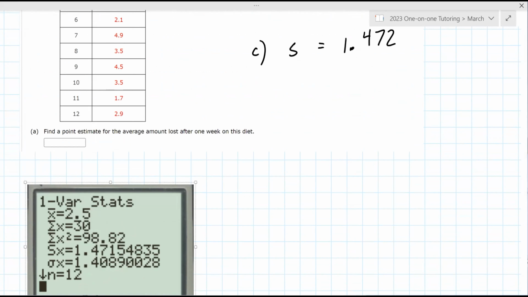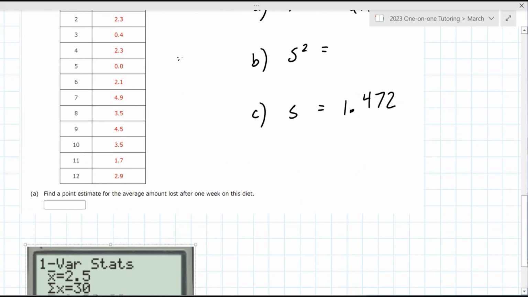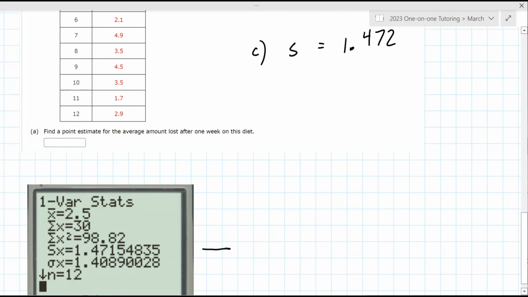Part B, though, is asking for the variance. So variance is the square of the standard deviation. You might think to just square this number. What would be better is to carry out from the original calculation here a few more decimal places. So take that 1.471548 and square that, and then round it to 4 decimal places. Is that okay? I'm not sure if my description was clear enough or not. I accidentally.